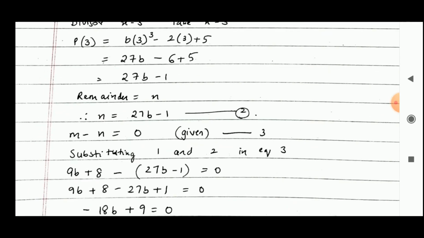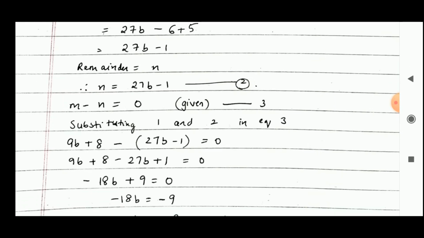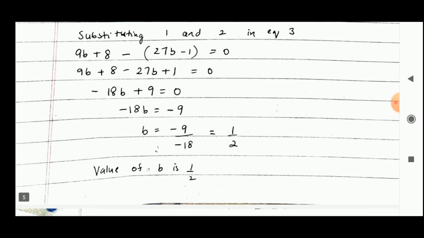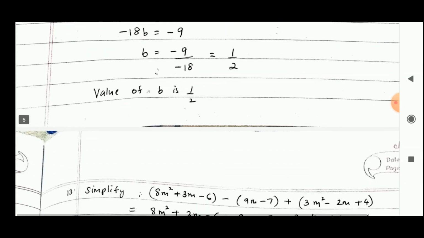You get 9b plus 8 minus 27b minus 1. So that is 9b plus 8 minus 27b plus 1 is equal to 0. So minus 18b plus 9 equal to 0. So minus 18b is equal to minus 9. So b is equal to minus 9 upon minus 18, that is half. So value of b is half.